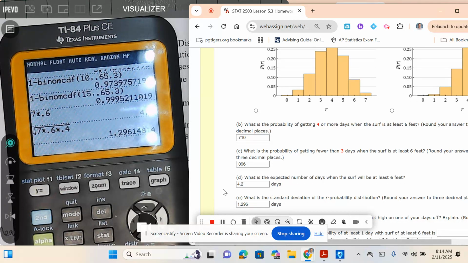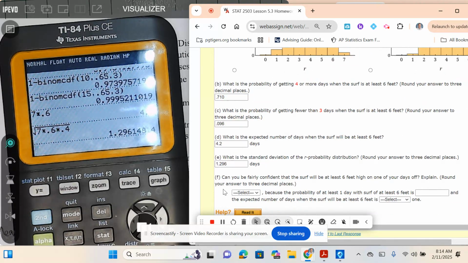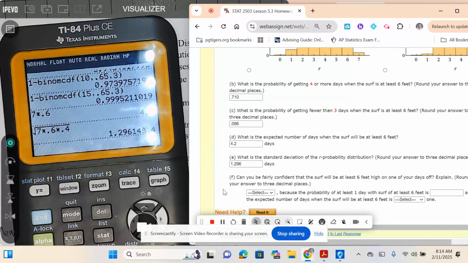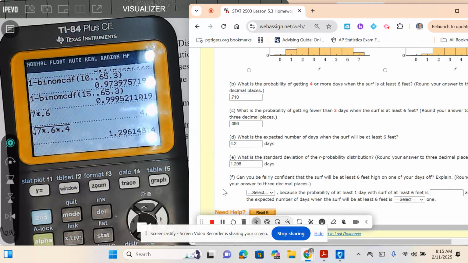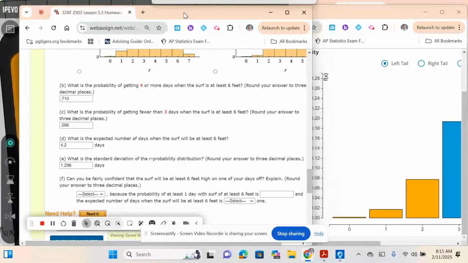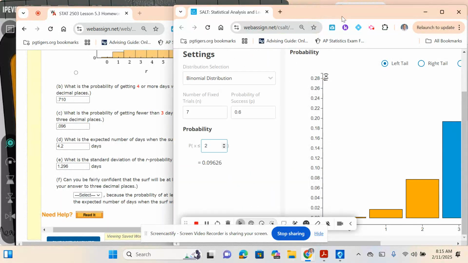So let's talk through this last part. Can you be fairly confident the surf will be at least 6 feet high on one of your days off? Let's first go at least 6 feet high on one of your days off. So I need to know the probability of at least once. I'm going to go back to SALT. I want to talk about the probability that I have 7 days off, and I want at least one of them to have surf higher than 6 feet.